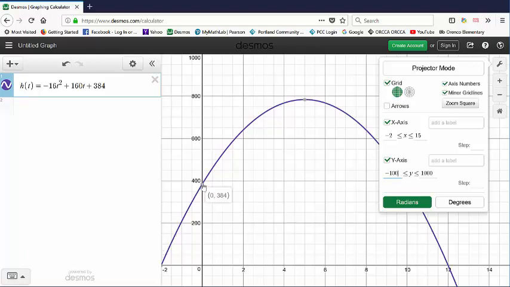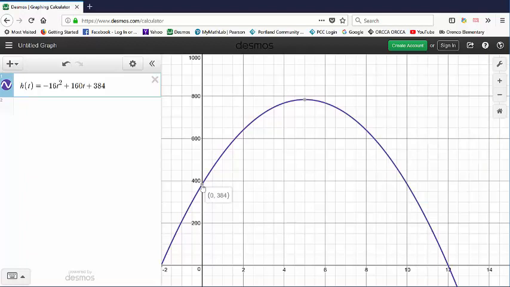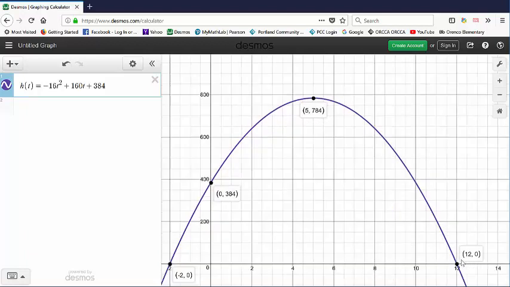Okay, so anything to the left of the y-axis I don't really care about, right? I just want to know the object is launched here, right? So when we're talking about t equals 0, that's at 0, 384, as we said. It reaches a maximum height here at 5, 784. And then it hits the ground at 12, 0. Now, the other x-intercept of negative 2, 0 has no meaning in this case, right? So really, the part of this parabola we care about is when the object is launched. It follows this path, it reaches a maximum, and it comes back down here and hits the ground.